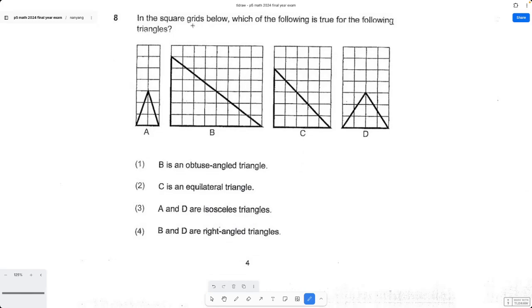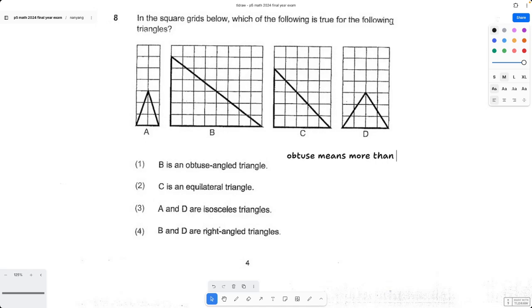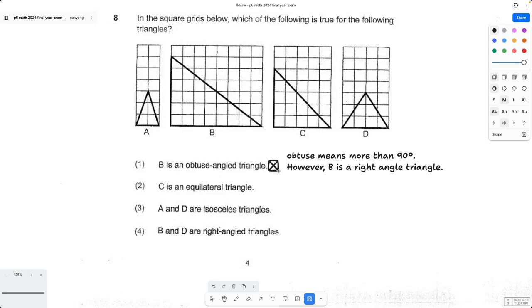So in the square grids below, which of the following is true for the following triangles? So B is an obtuse angle triangle. So what's obtuse? Obtuse means more than 90 degrees, right? However, B is a right angle triangle. So in this case over here, this is wrong. So I'm going to put a red mark here. All right, let's move on.